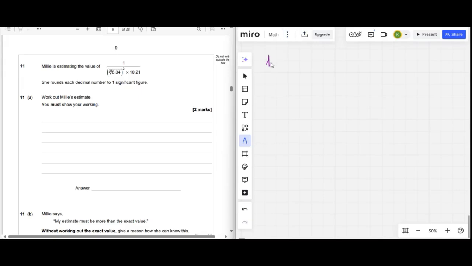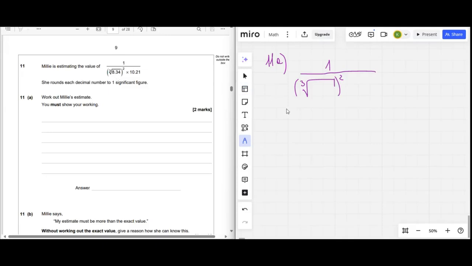Next thing is Millie is estimating the value of this bit. She rounds each decimal number to one significant figure. Work out Millie's estimate. All right. If she is rounding to one significant figure, so that cube root to the power of 2 will be what number? What number would be underneath?